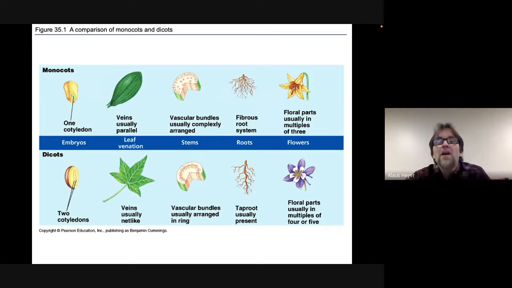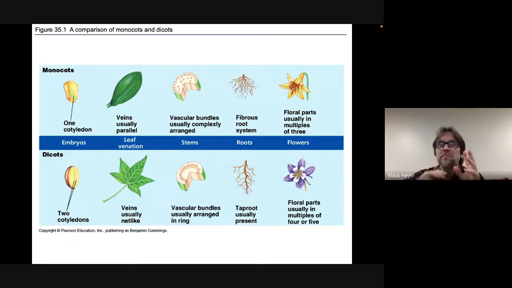Fibrous root system versus a taproot. So grass, if we go back to grass, has a fibrous root system. You can pull up grass and put it down somewhere else, like all the roots are up at the top, right? Whereas trees will usually send a really long taproot down, and then there'll be these lateral roots coming off of it.